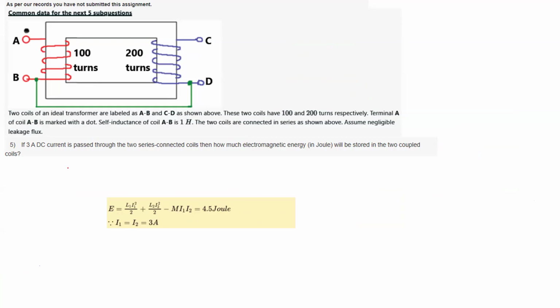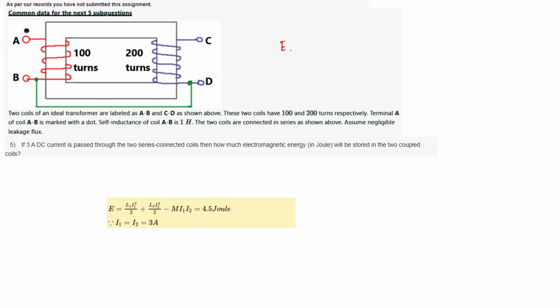Now in this next question, this is an interesting question. They are saying that if 3 ampere DC is passed through the two series connected coils, then how much electromagnetic energy in joules will be stored in the two coils? So what is the formula of energy? Let me write it down.